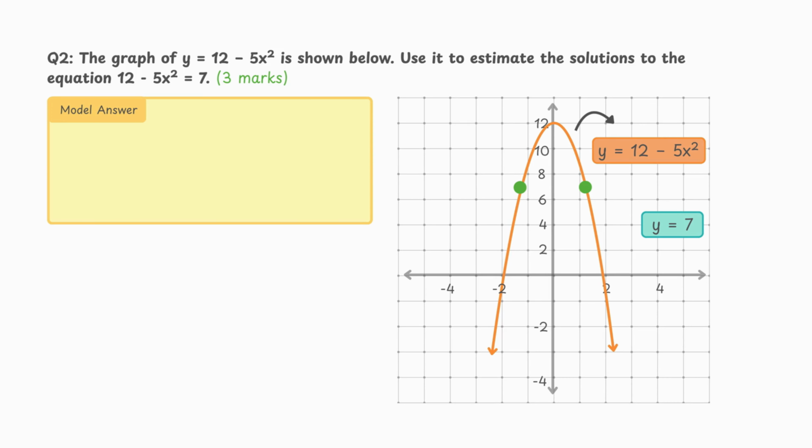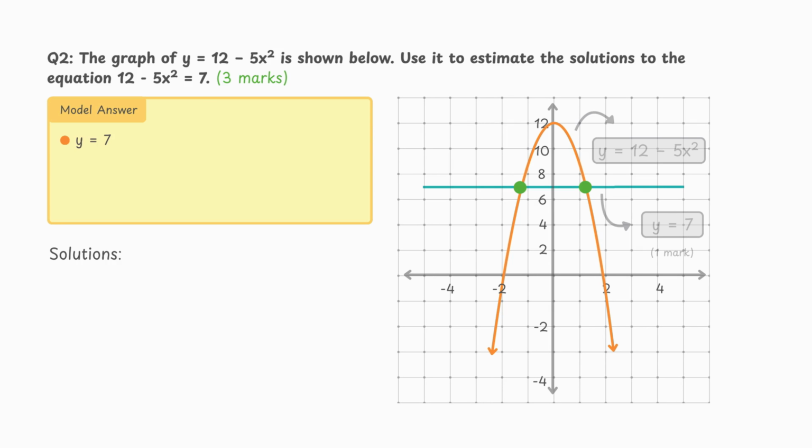So the first important step is this. We imagine drawing a horizontal line across the graph at y equals 7. This line represents the equation y equals 7. Now look at where this horizontal line meets the curve. We can see that it intersects the graph at 2 points. One point is on the left side of the graph, and the other point is on the right side. These intersection points are the solutions.